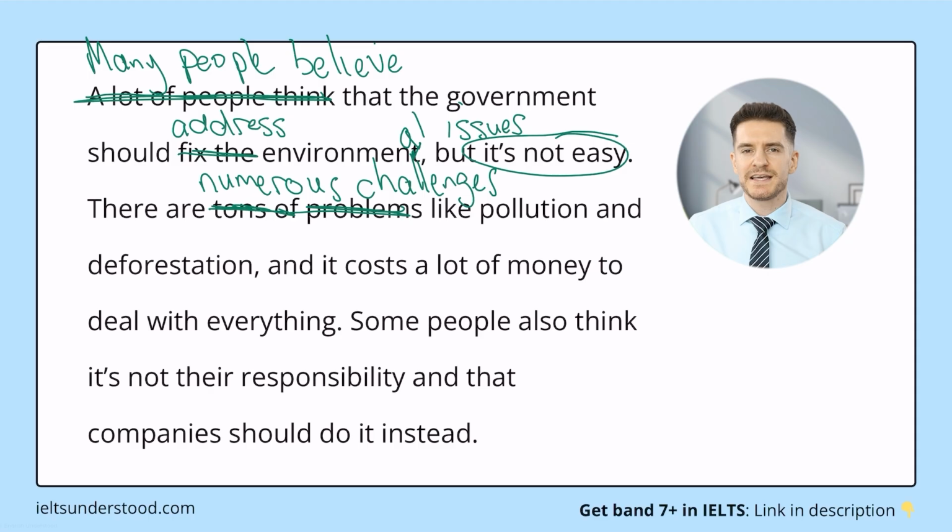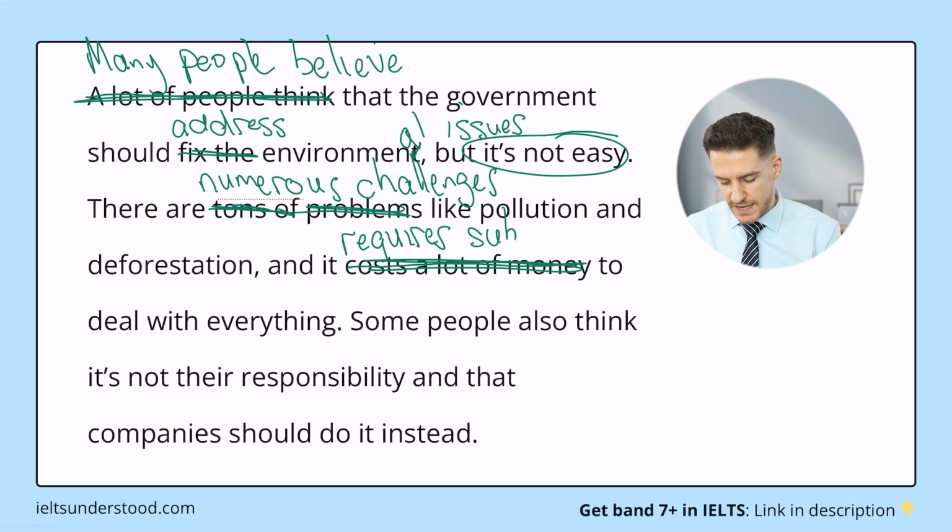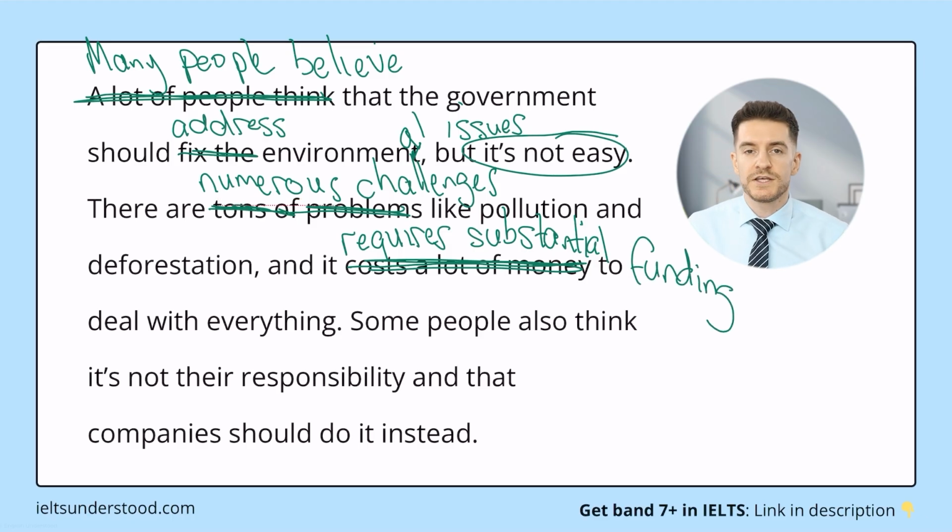So costs a lot of money is also quite informal and a little bit casual, so we can remove that and we can say something more professional like requires, okay, so needs, substantial funding. Okay, funding just means money. Or alternatively, you could say something like a substantial amount of financial resources. This is more professional and more formal. So just remember that when you're writing, try to make your writing more formal rather than informal or casual.